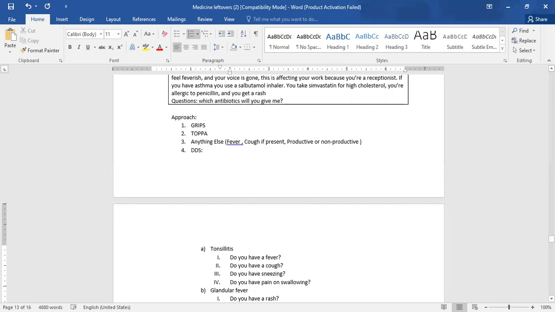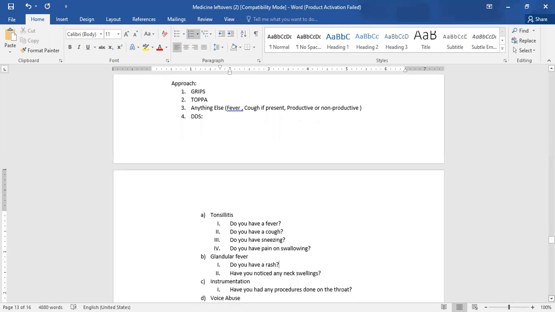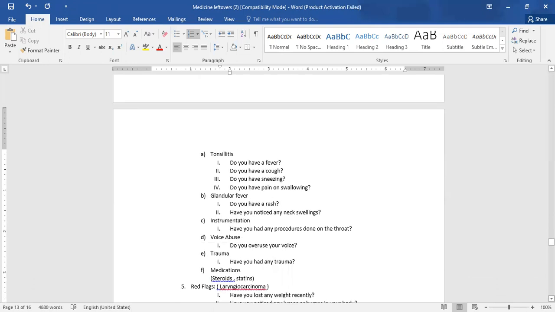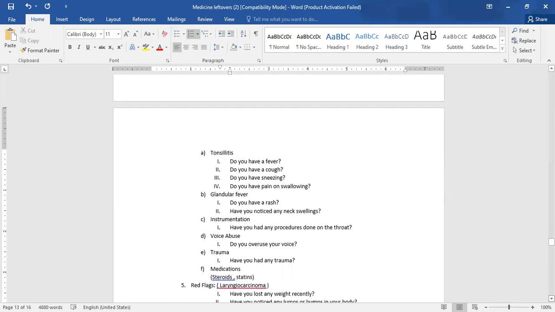Then come the differential diagnoses. For tonsillitis, ask the same questions: fever, cough, sneezing, and do you have pain or swelling? For glandular fever, because you have to rule out glandular fever as well, since you might need to start penicillin or ampicillin. So you have to ask, do you have any rash? Have you noticed any neck swelling? Have you had any procedures done on the throat?